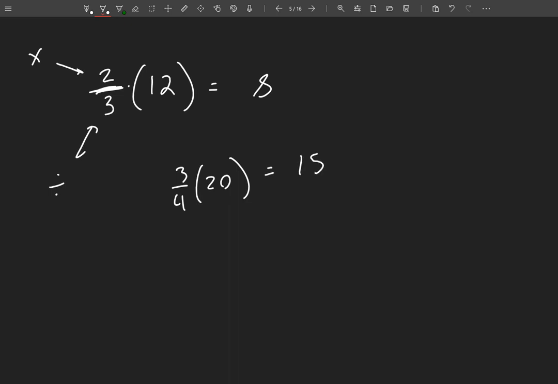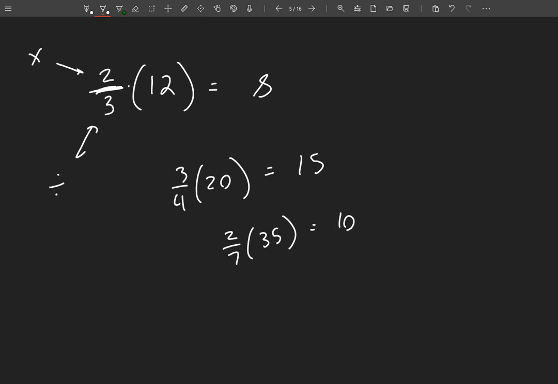That really is all there is to it. It's very, very easy to do. Let's try another one. 2/7 times 35. All right, divide 35 by 7. I get 5. 5 times 2 is 10.